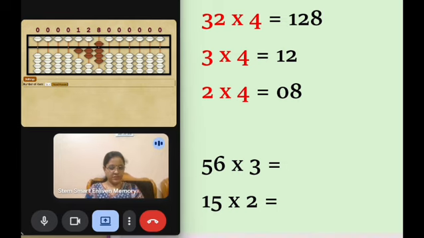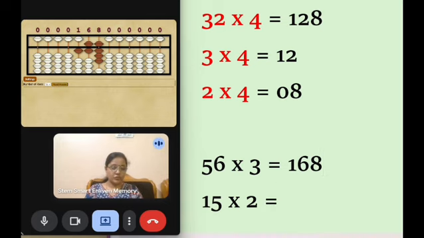Now your next question, 56 times 3. 5 3s are 15. As usual, the third rod is the selected rod for placing the answer. 5 3s are 15. 1 in the hundredths rod, 5 in the tens rod. And 6 3s are 18. 1, 8. So the answer is 168. 56 times 3 equals 168.